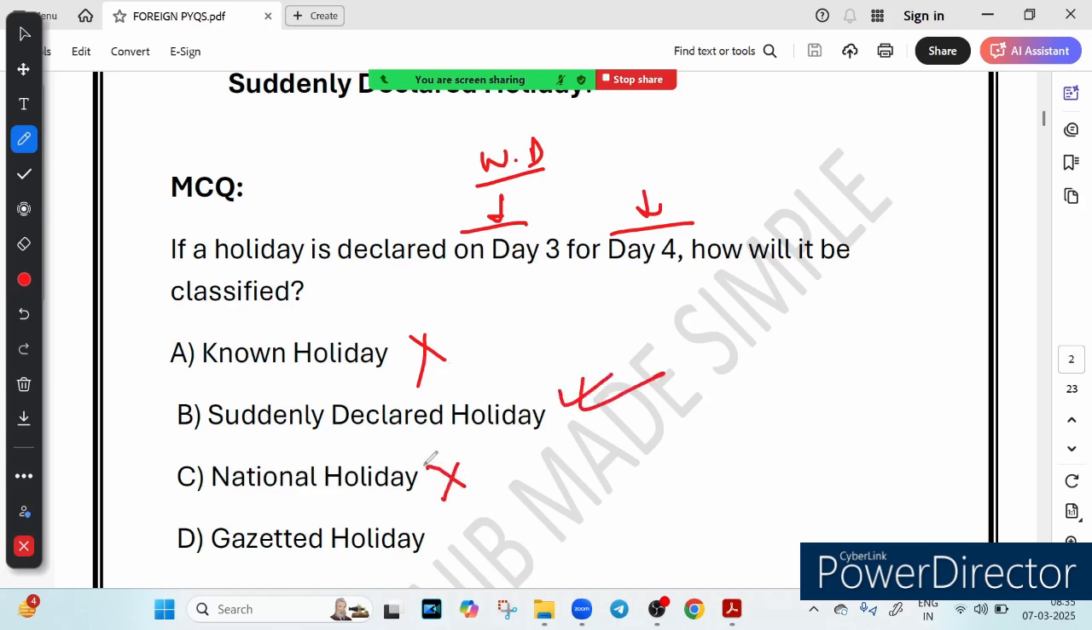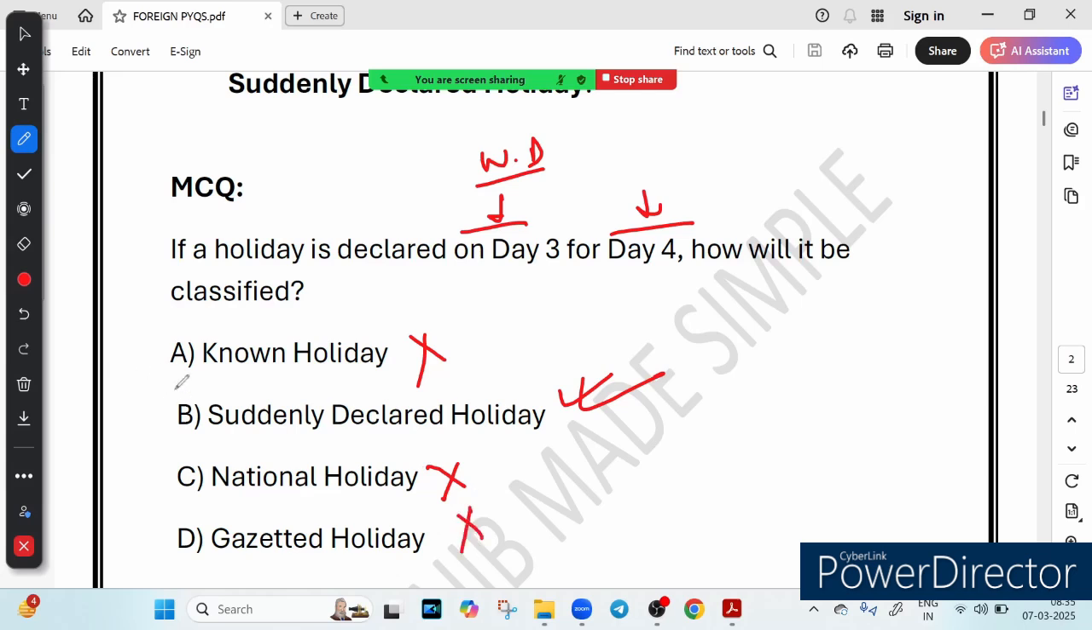National holiday is wrong, because national holidays are typically observed across the entire nation and are usually well known in advance. And the gazetted holiday is officially declared by the government and usually published in the Gazette. While this might be a gazetted holiday, the question is specifically about whether it was declared suddenly or not. So this option does not fit the context. The correct answer to this question is option B.